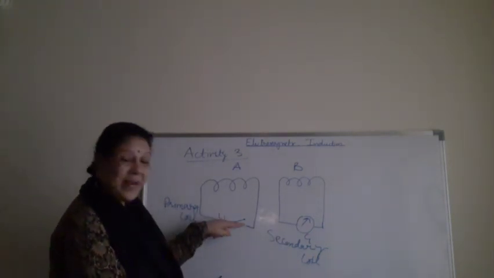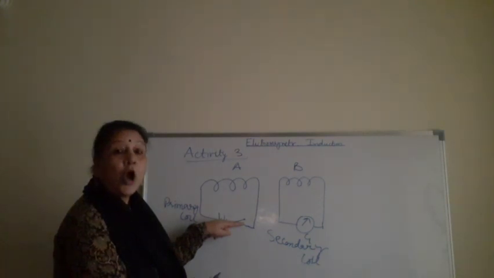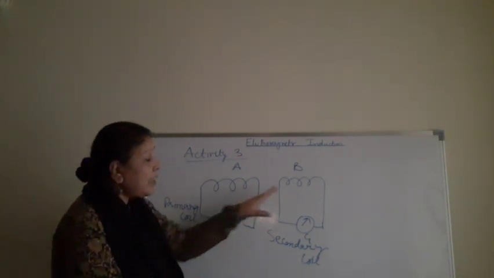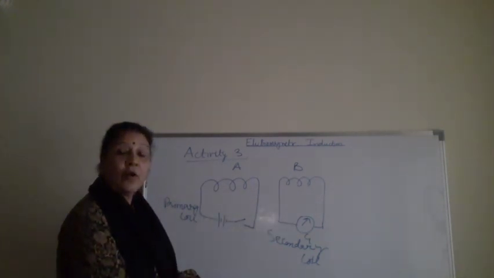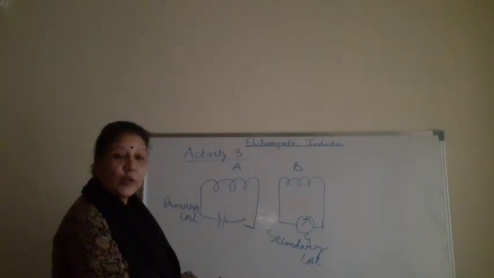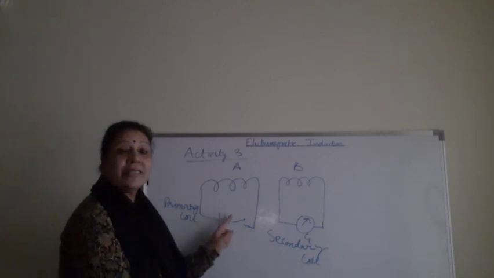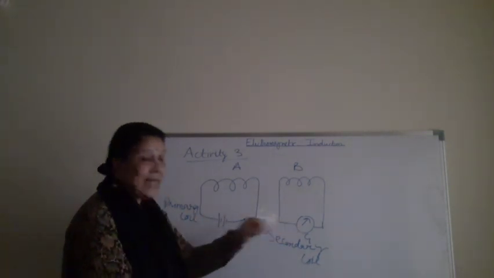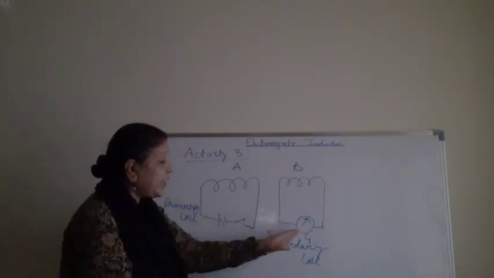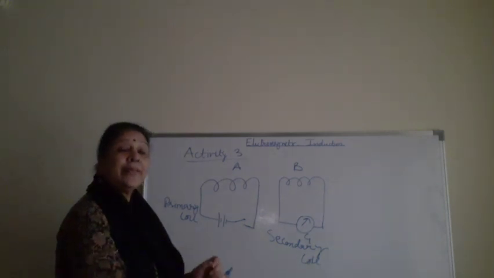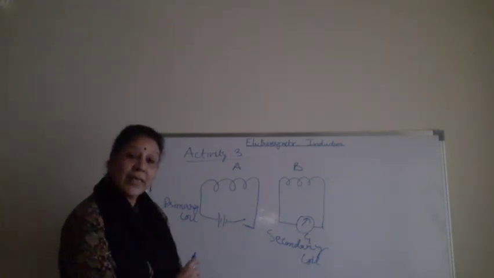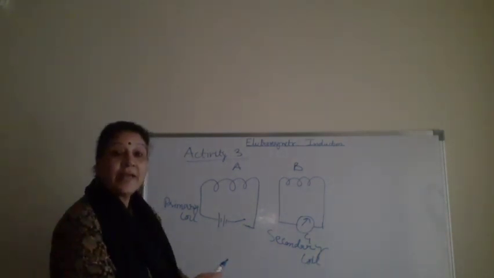2, when I keep on pressing the key or the circuit is on, there is no deflection in the coil, means no current is induced in the coil. Third, when I release it or the circuit is off, again I see the momentary deflection here in the galvanometer showing the direction is to the other side. So the direction of induced current is to the other side.